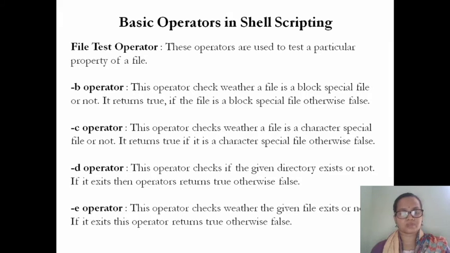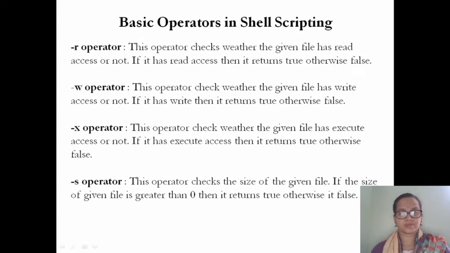exists or not. The -e operator checks whether the given file exists or not. So the file existence itself is checked by your -e operation. So -r is the one which checks whether the given file has read access or not. Same way with -w, write access or not. So -x will give you whether the file has execute access or not.